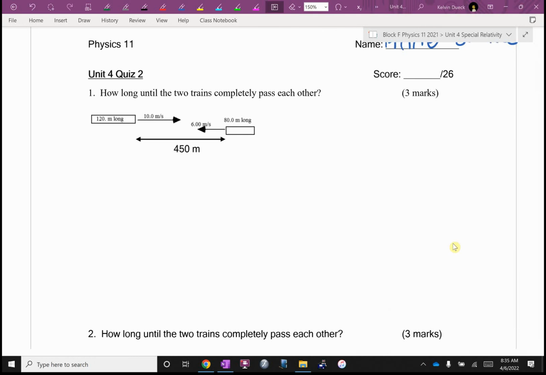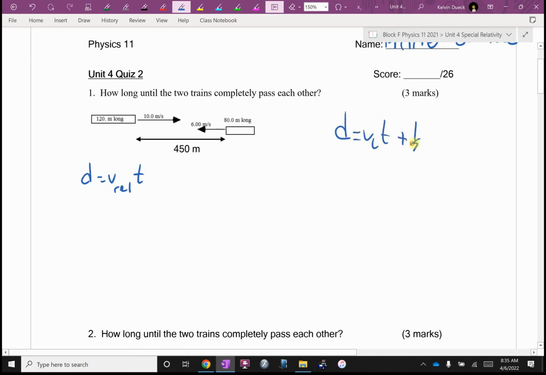First thing is I would identify my strategy. Are there two objects moving at different speeds? This is a job for relative speed. In fact, I'm going to end up using D equals VREL times T, which again, Acacia, I didn't actually put on your formula sheet. Well, I sort of did. It's this in disguise.